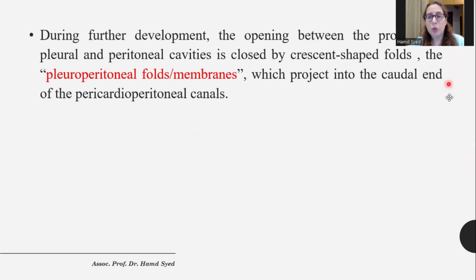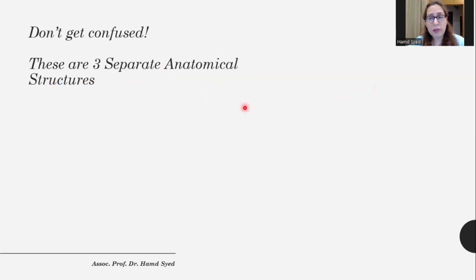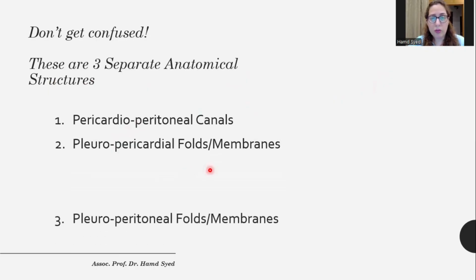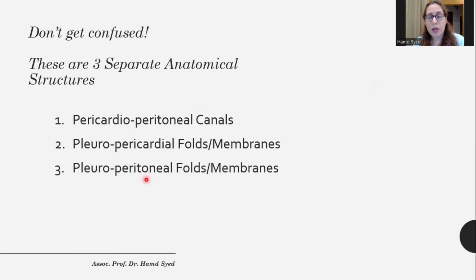During further development, the opening between the prospective pleural and peritoneal cavities is closed by crescent-shaped folds. Another pair of folds appears known as the pleuroperitoneal folds, and they're going to project into the caudal, that is the lower end of the pericardio-peritoneal canals. So don't get confused. We're talking about three separate anatomical structures over here. First are the pericardio-peritoneal canals. Second are the pleuropericardial folds, which were responsible for subdividing the thoracic cavity. And then you've got the pleuroperitoneal folds or membranes, which are responsible for separation of the abdominal cavity from the pleural cavities.